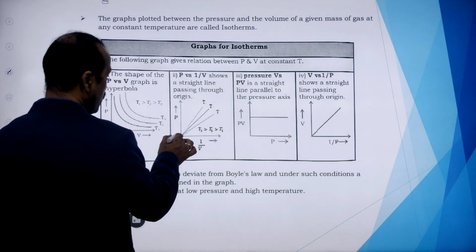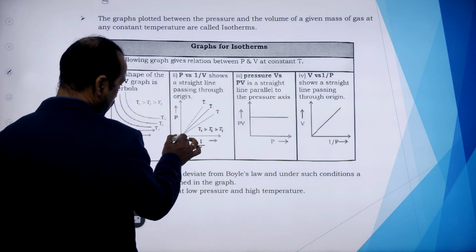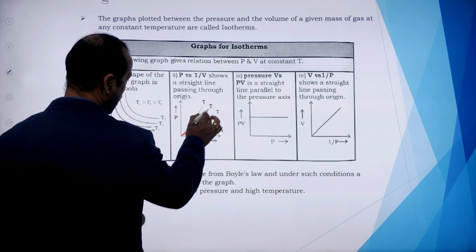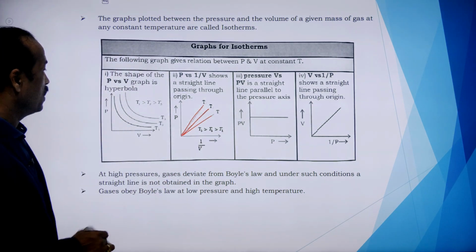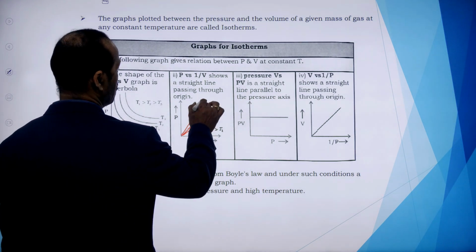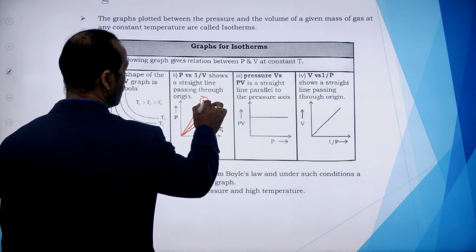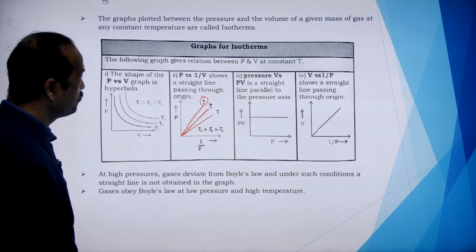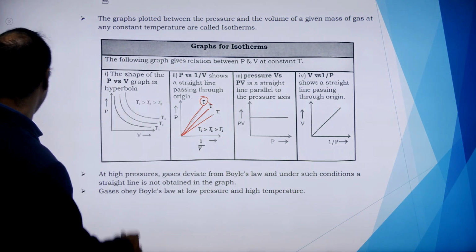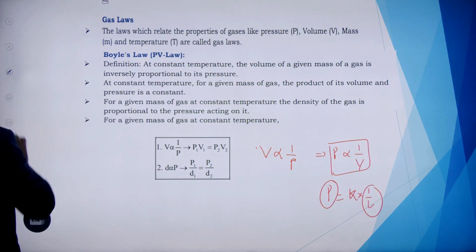So here, if you see these three, this is one line, this is the second line, this is the third line, at different temperatures. Where the temperature is more, this is more than this one, and this is the least temperature. And pressure versus PV means what?